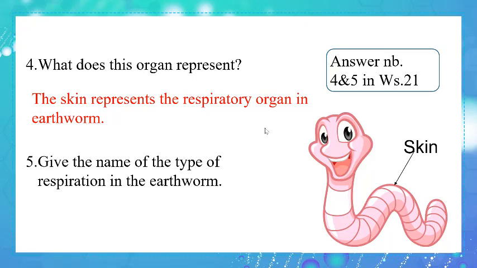Give the name of the type of respiration in earthworm. Okay, so the skin is the respiratory organ. So what is the type of respiration? In which type of respiration do we consider the skin the respiratory organ? It is the cutaneous respiration. As we said before, the skin is the respiratory organ in the cutaneous respiration. So the type of respiration in earthworm is cutaneous respiration.